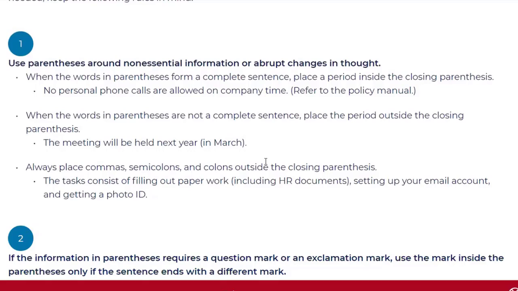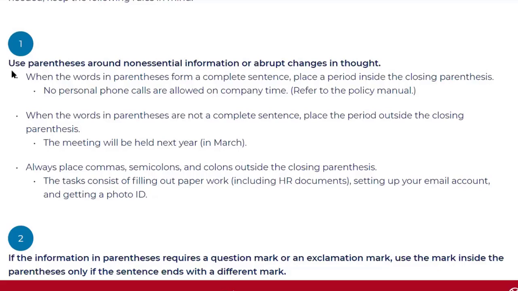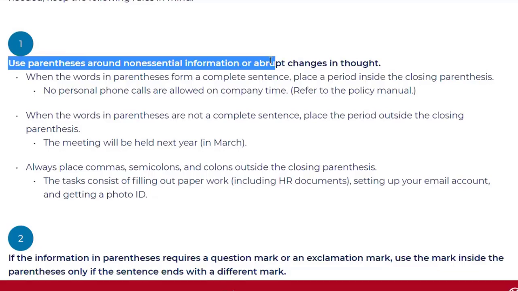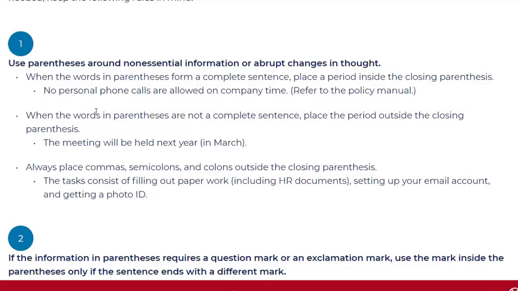Okay, so Bilal, can you read the first rule? Read up to the first paragraph here. So read this whole text. Start from the first line. Okay, yes sir.